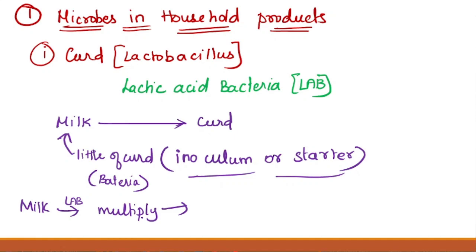Their multiplication produces certain acids. They will produce acid, so that is going to coagulate the milk and partially digest the milk protein.